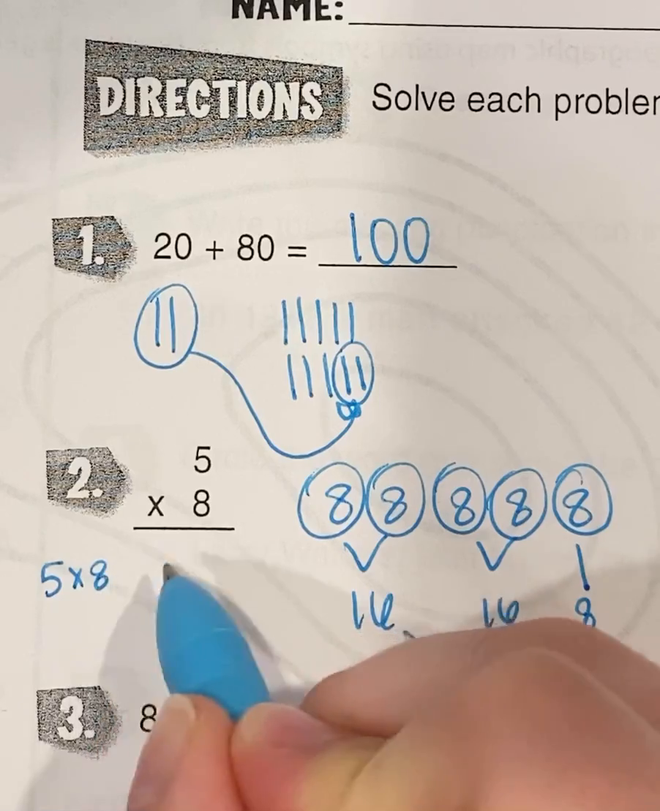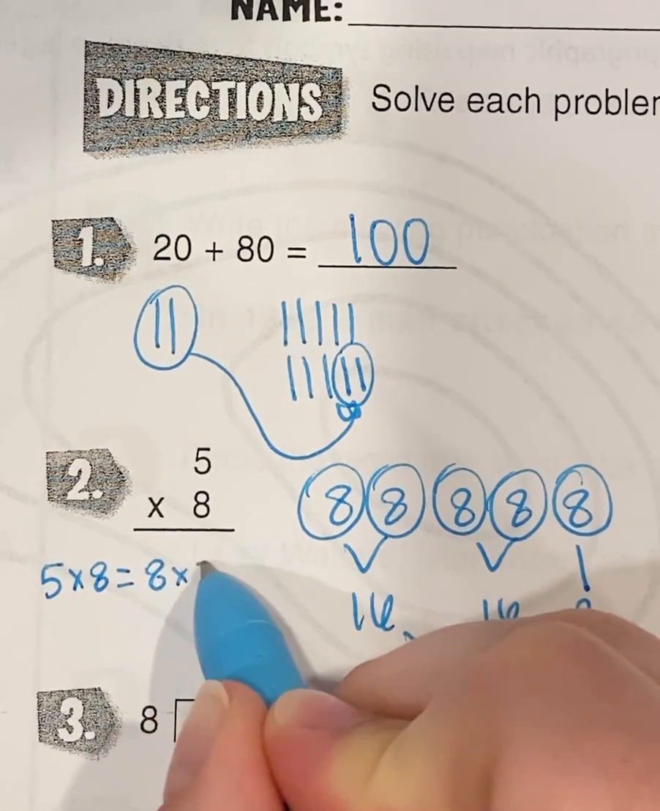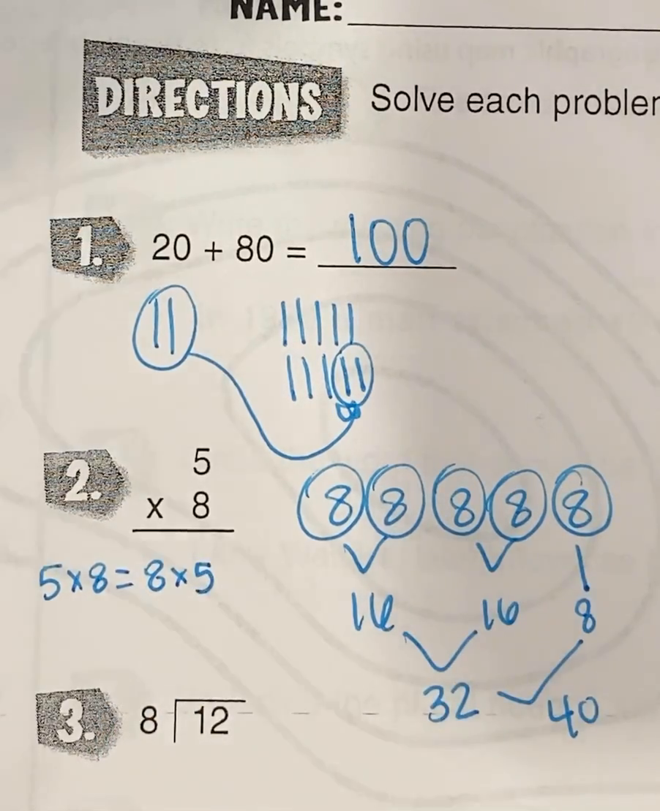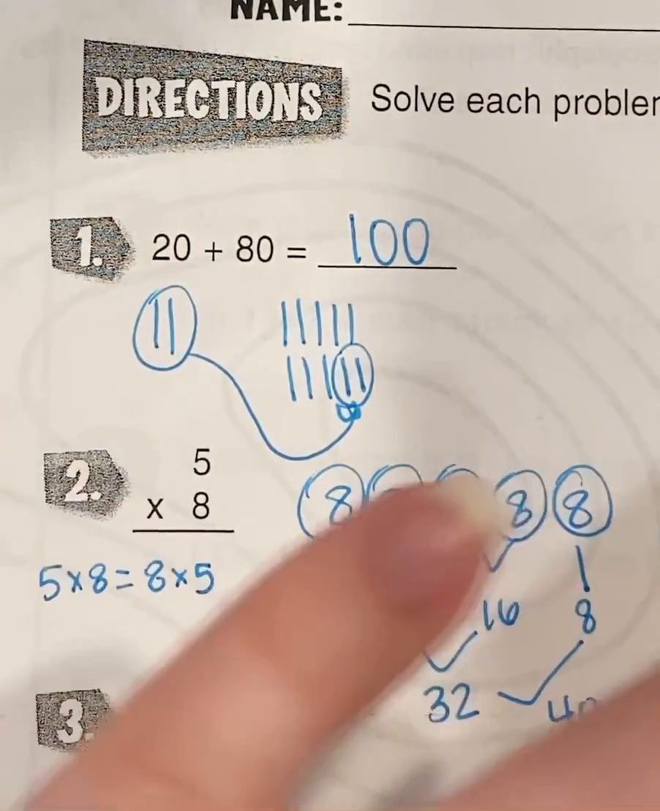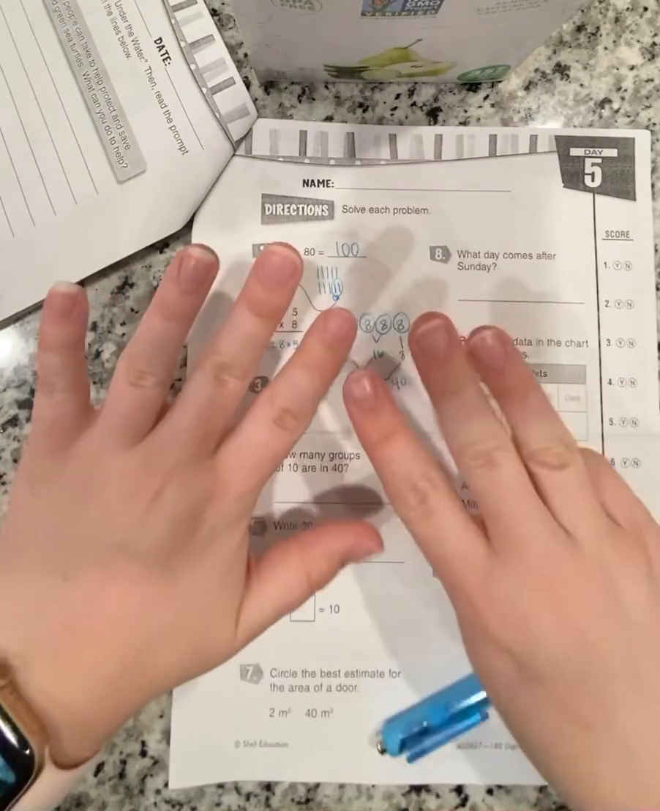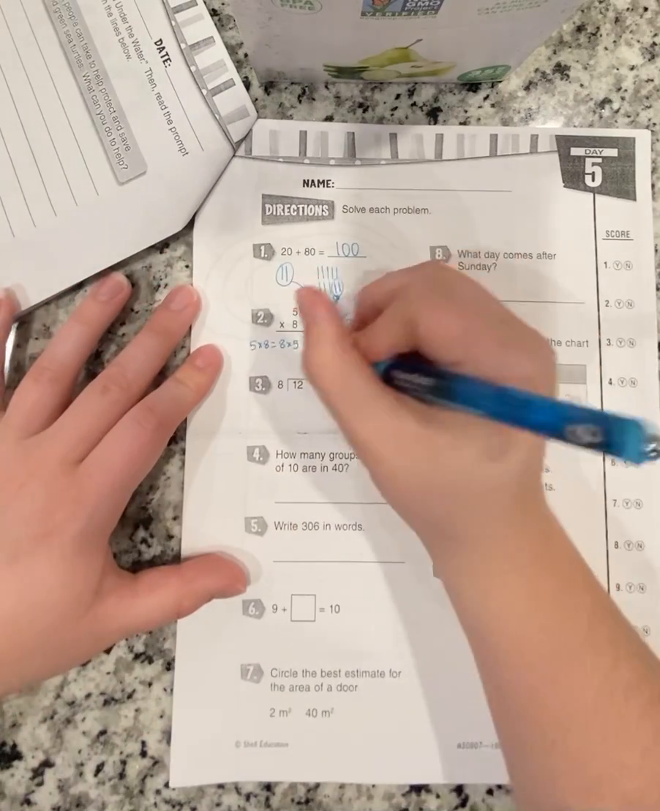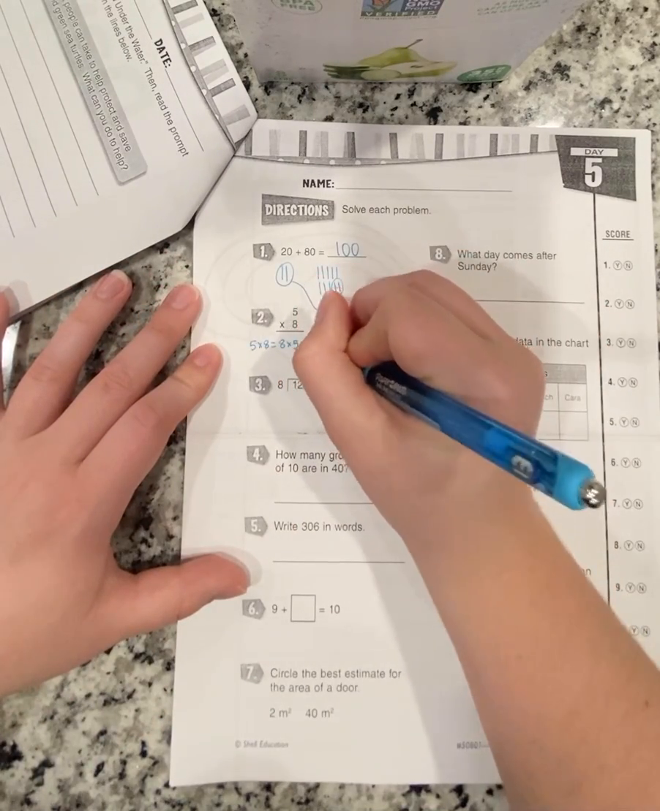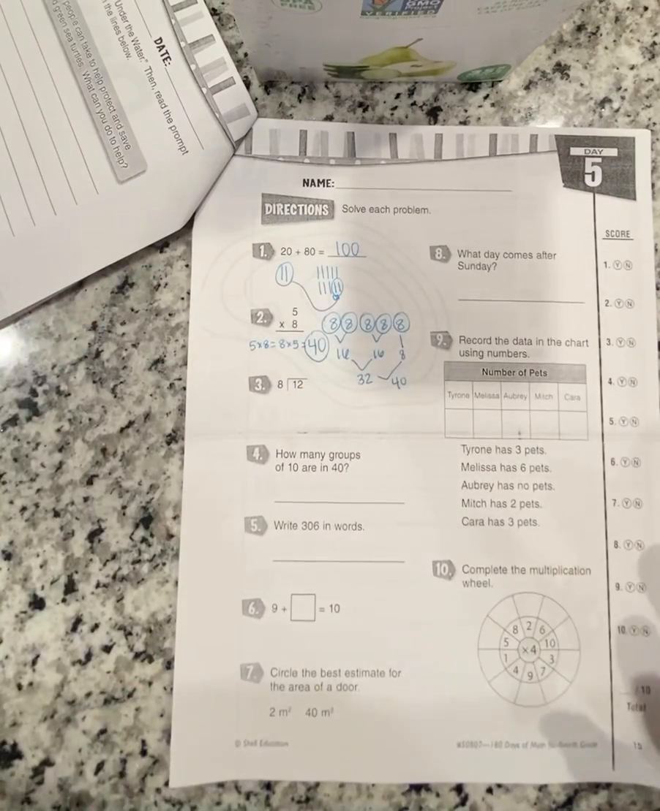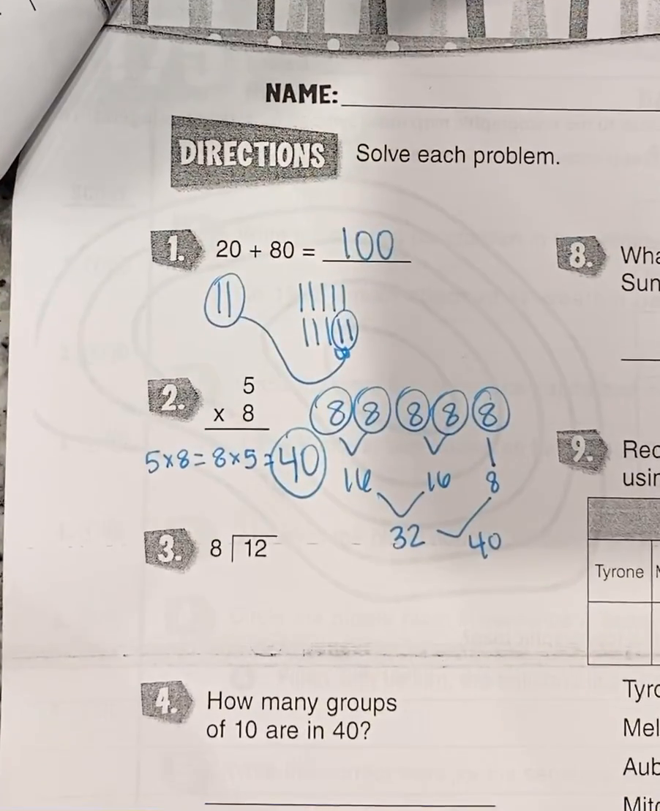Or you could use the commutative property, which tells us that 5 groups of 8 is the same as 8 groups of 5. And you can count by 5s 8 times. Let's see, 8 times we got 5, 10, 15, 20, 25, 30, 35, 40. Should give you the same answer. No matter how you solved it, you should have gotten 40.